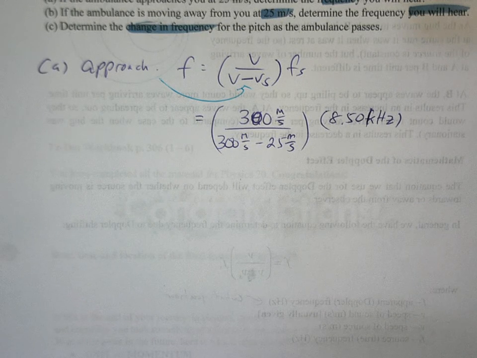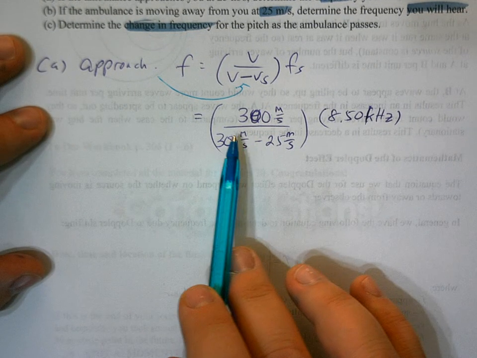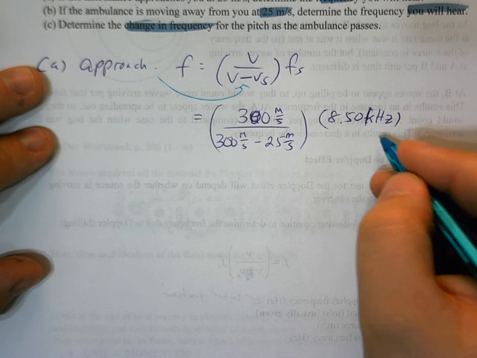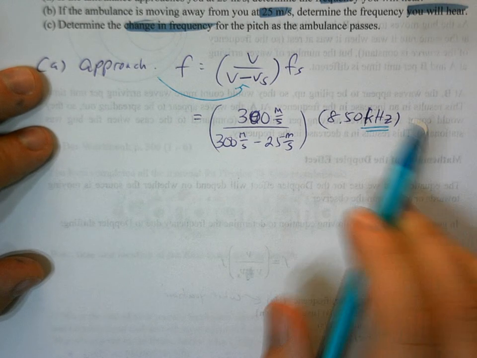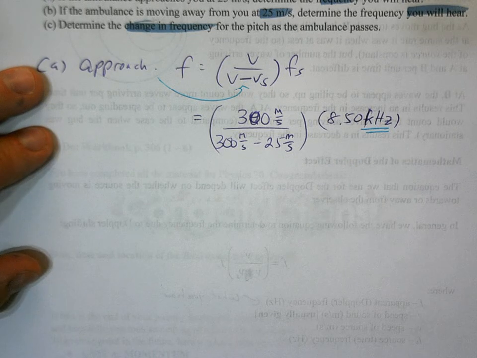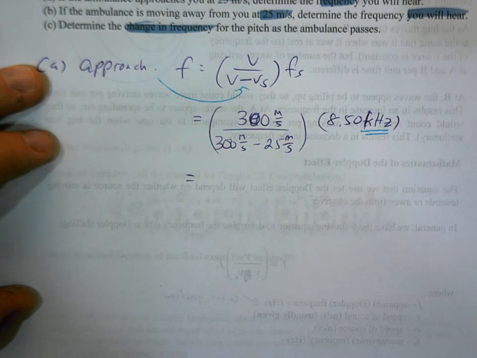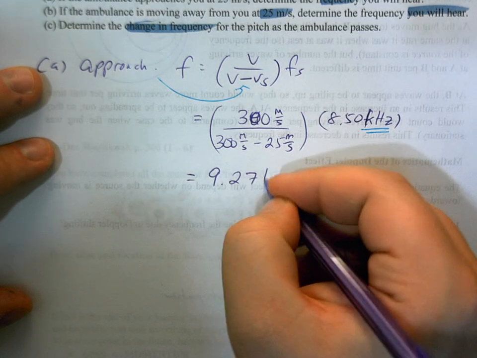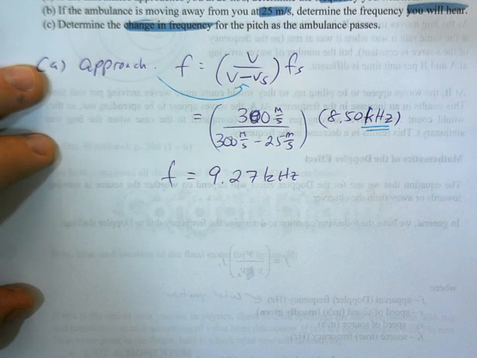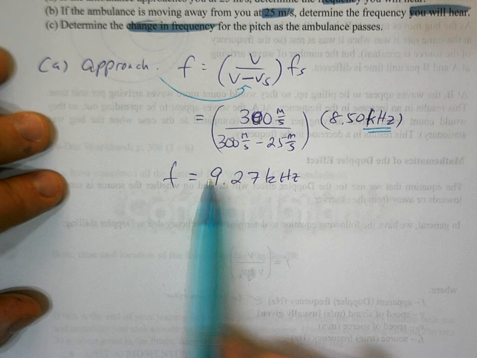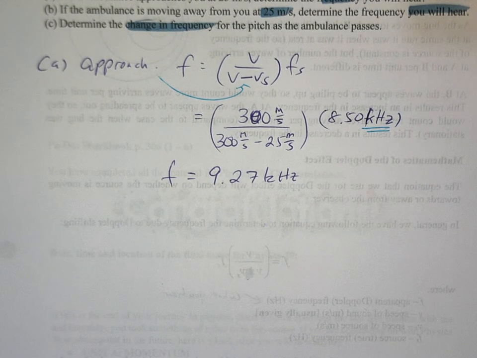Now, for units, I have meters per second in here and meters per second on the bottom, so the meters per second will cancel. So in terms of units, I don't have to convert this because I have kilohertz here. All that's going to tell me is that my final answer will come out in kilohertz. This is why I was saying we get to be really flexible with the units. So we're going to get about 9.27 kilohertz when we approach. So when this ambulance approaches, we interpret the frequency as being 9.27 kilohertz. It goes up. That's what we expect.